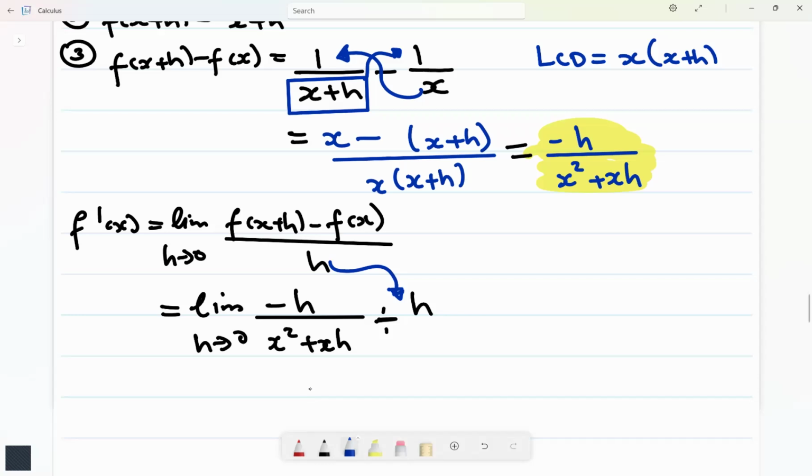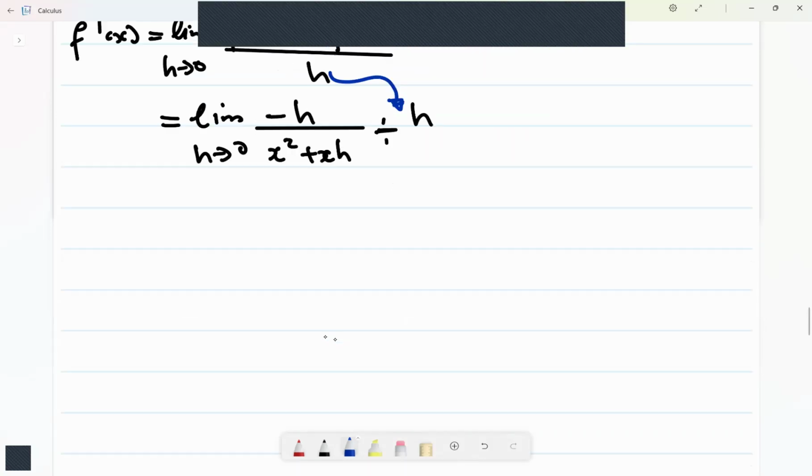Okay. Now remember, what did we learn? We learned tip and times. Remember, we want to remove all the H's. So remember, what does tip and times say?